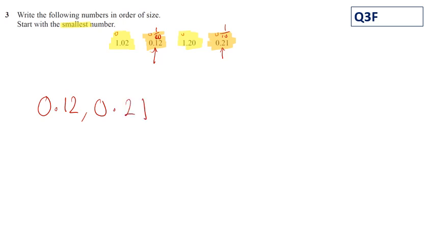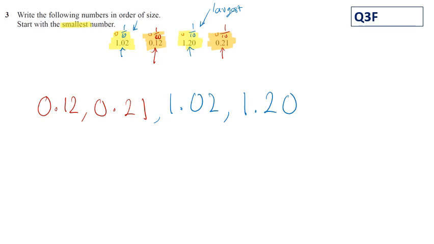Now I can compare the 2 I've highlighted yellow in the same way. So again I'm going to write down the tenths column in each of these numbers, and I can identify the digit in the tenths column here is 0, and the digit in the tenths column here is 2. So out of the 2, this one is the smaller one and this one is the larger one. So my next 2 numbers here will be 1.02 and 1.20. That's method 1.